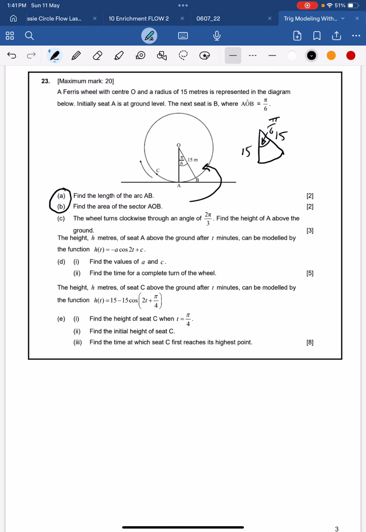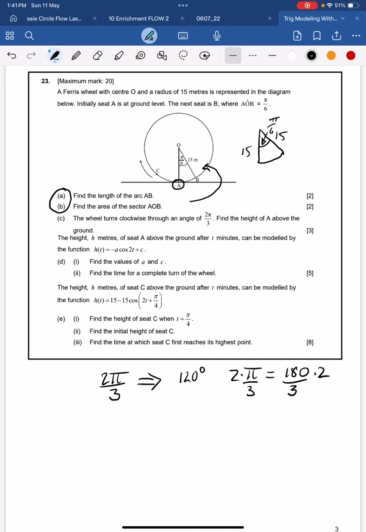So let's go ahead and look at part C. The wheel turns through an angle of 2 pi over 3. So it starts at A, the seat. Now you need to understand what 2 pi over 3 is. Sometimes it's easier to translate to degrees. That is 120 degrees. Okay, so pi radians is 180. So pi over 3 is 60. Can you see that? So 2 pi over 3 is 120.